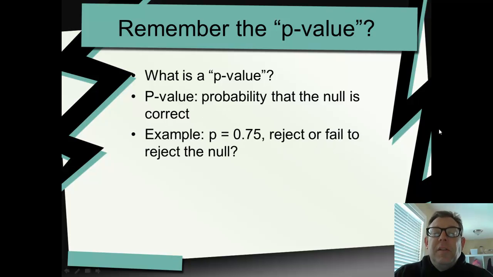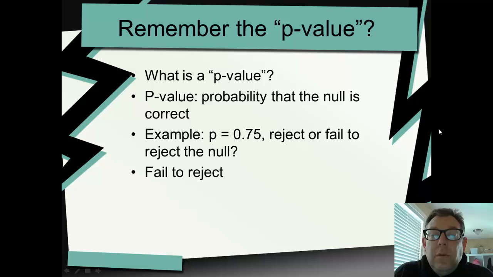So for example, let's say our p-value is 0.75. Do we reject or fail to reject the null? We fail to reject the null. The p-value is the probability that the null is correct, and in this example that probability is 75%. That's a very high probability. It's very likely in this example that the null is correct, so we can't reject it.